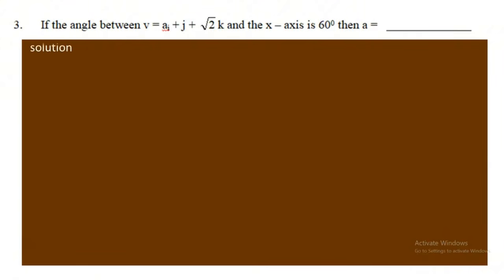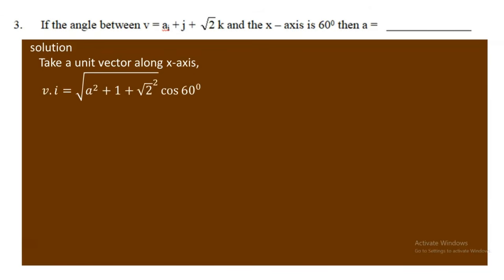Look, take a unit vector along the x-axis. If you take a certain unit vector I along the x-axis, V dot I is going to be this. We know by definition that the dot product of two vectors is the product of their norms times cosine of the angle between the two. So the norm of V is going to be what, students? Square root of A squared plus 1 squared plus radical 2 the whole squared, times the norm of I, which is 1, students, times cosine 60.